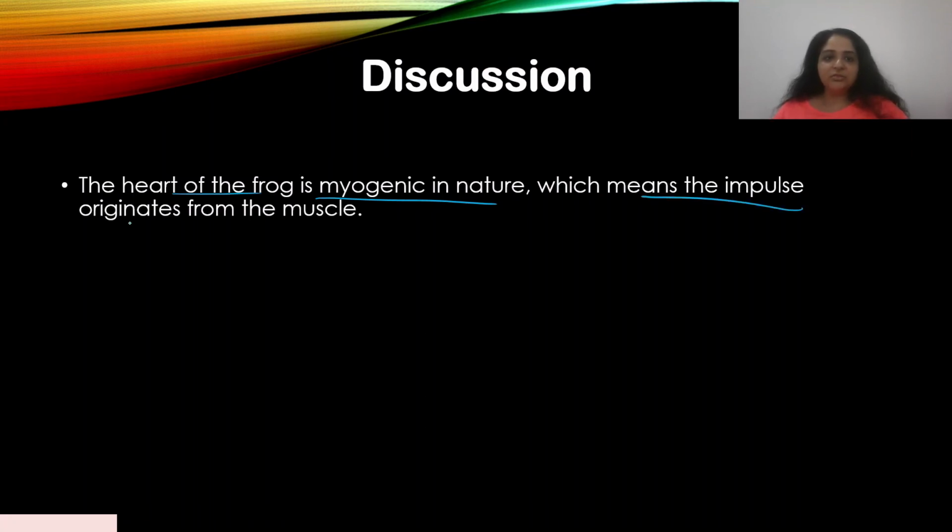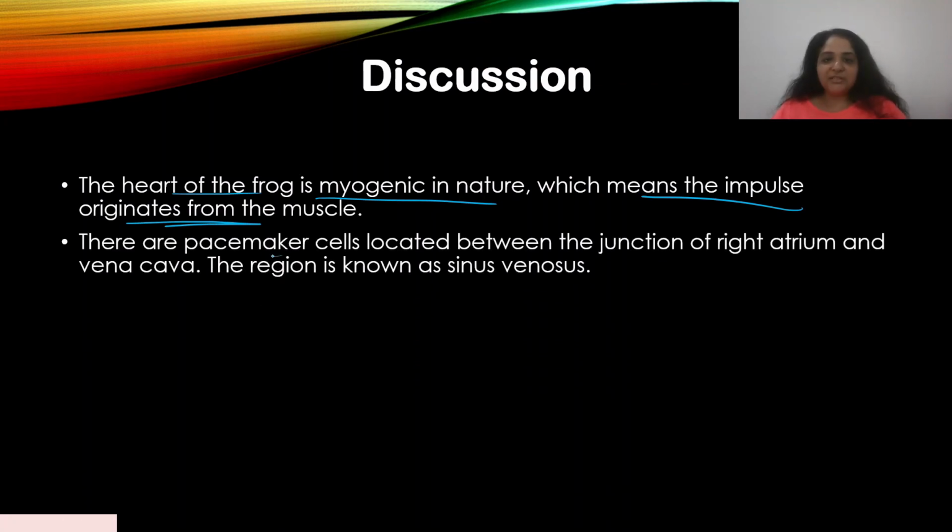That means the impulse originates from the muscle. The muscles only participate in that. There are some pacemaker cells present. You've already studied the human heart; we know the SA node has pacemaker cells. Similarly, the frog also has pacemaker cells which help in contracting the cardiac muscles. These pacemaker cells are located at the junction of the right atrium and the vena cava, in the region known as sinus venosus. If you look at the structure of the heart, there's a region called sinus venosus which contains the pacemaker cells.